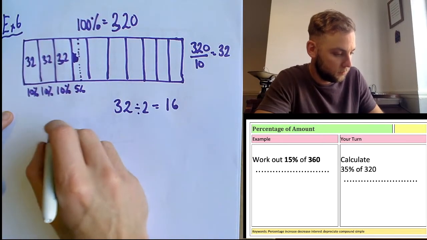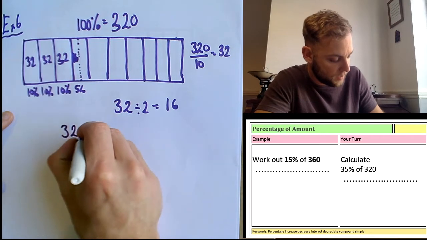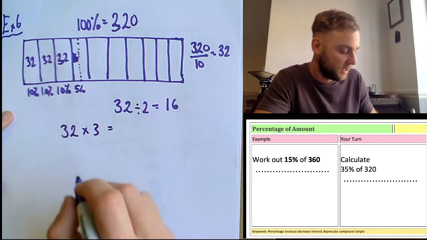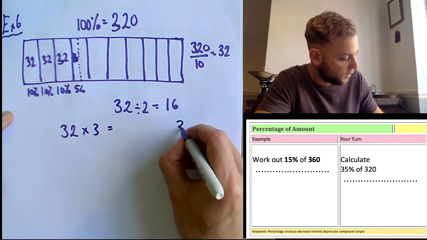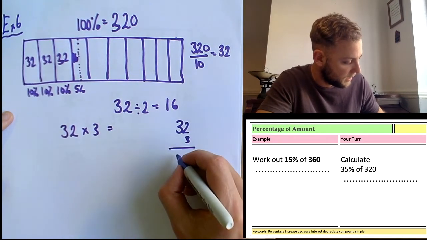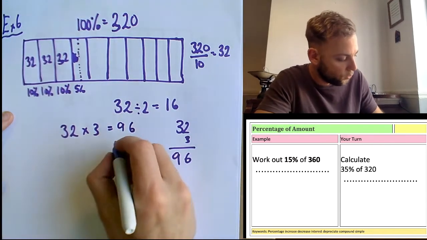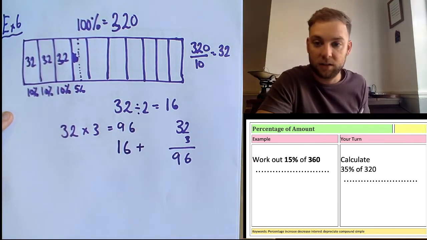So we can do, if you want, 32 times 3. We'll do it as a 32 times by 3. 3 times 2 is 6. 3 times 3 is 9. So that's equal to 96. We also need the 16 to add that on.